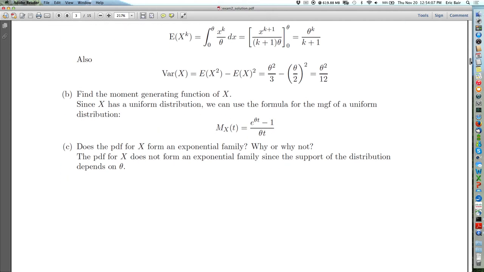Part C tripped up a lot of people, I would say the majority of the class. I thought I screamed about this in lecture, but apparently not enough: if the support of the random variable depends on the unknown parameter, it cannot be an exponential family. In this case, the support goes from 0 to theta. Theta is the unknown parameter, therefore the support depends on theta. It's not an exponential family.